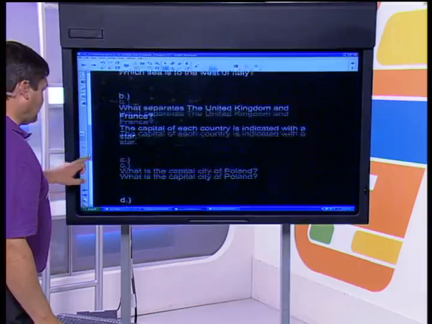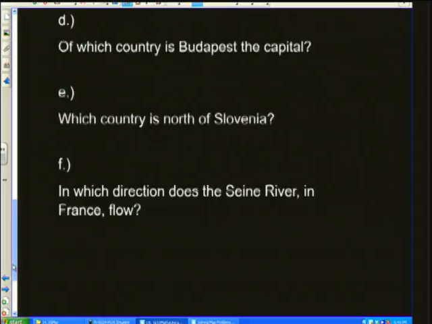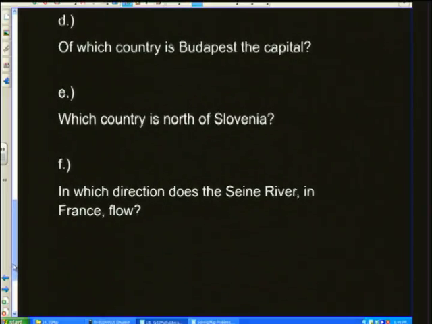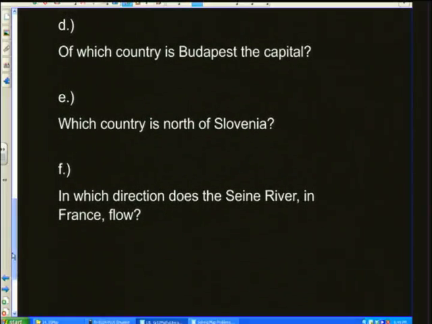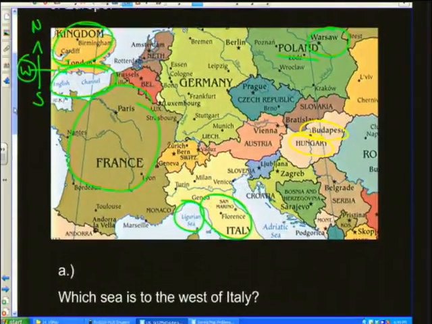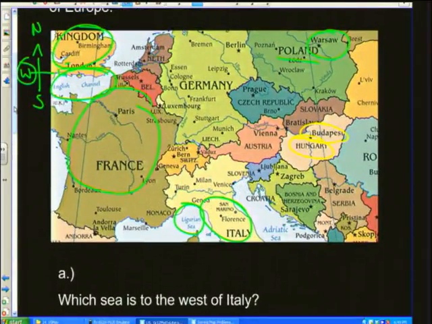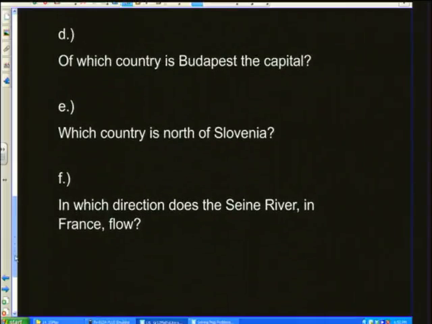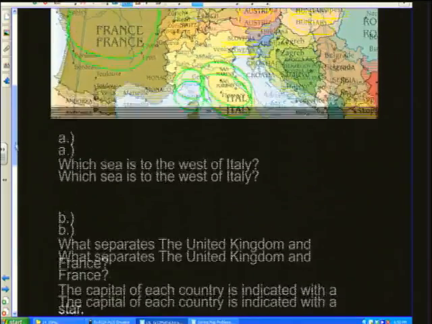Okay, next one. In which direction? Now this is an interesting question. Okay. In fact, let's first do this one. Which country is north of Slovenia? So country north of Slovenia. Where is Slovenia? Let's look for it. Don't call it Slovakia. That's Slovakia. Okay. Slovenia is over here. Which country is to the north of it? Austria.